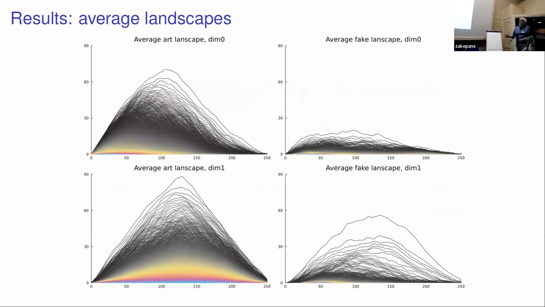So this is the average landscape. This parameter is averaged over 12 pictures in both exhibitions. And I would say that it is clear that there are differences. There are differences.